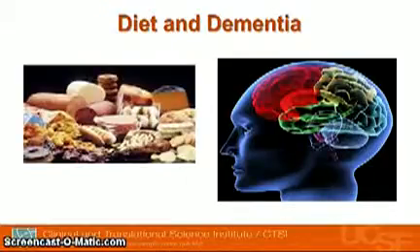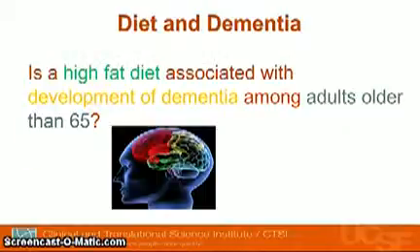And here's another example. This was a student who was interested in how diet is associated with the development of dementia, or not associated with the development of dementia. And so this was a prospective cohort study of older adults looking for associations between what they ate and the development of dementia. And the research question that this student presented was this: is a high-fat diet associated with development of dementia among adults older than 65?